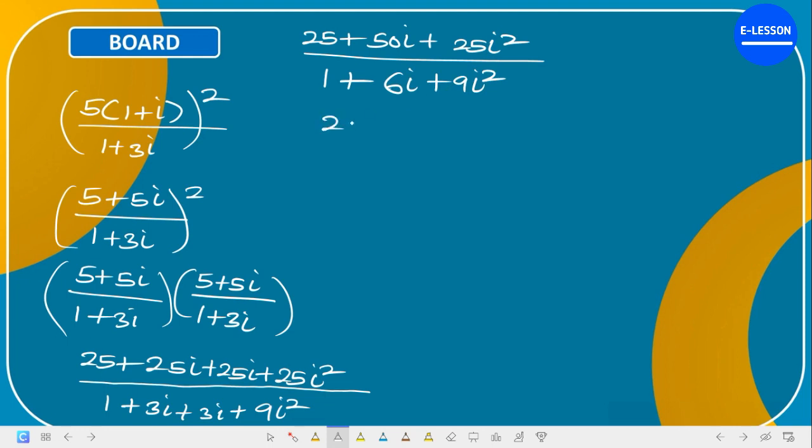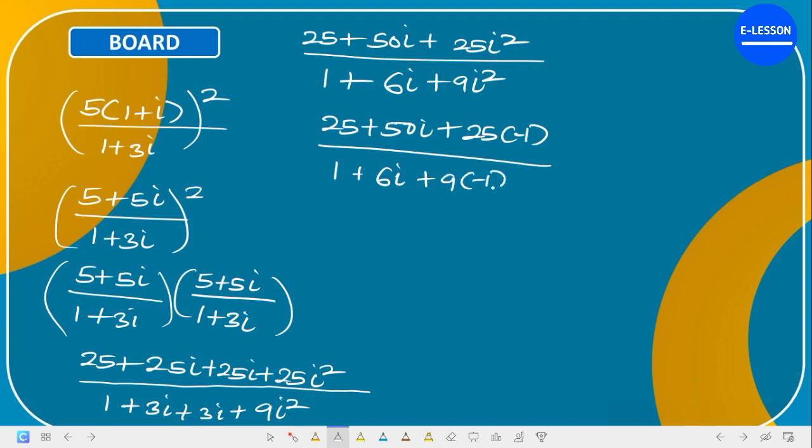Now this becomes 25 plus 50i plus 25i squared, which means what? 25 bracket minus 1, because we said i squared is minus 1, all over 1 plus 6i plus 9i squared, which is 9 bracket minus 1. And this becomes 25 plus 50i minus 25, all over 1 plus 6i minus 9.